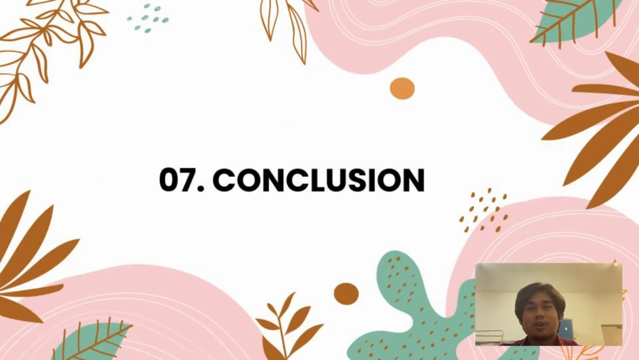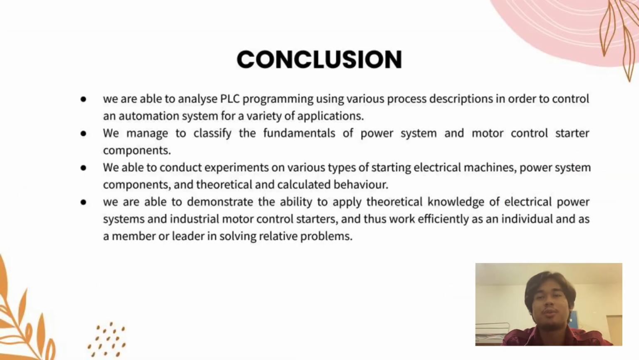So, moving on to the conclusion. In conclusion, we are able to analyze PLC programming using various process descriptions in order to control an automation system for a variety of applications. Based on the project, we can also classify the fundamentals of power systems and motor control starter components. Aside from that, each member of the group got the chance to conduct experiments on various types of starting electrical machines and power system components, theoretically and practically.